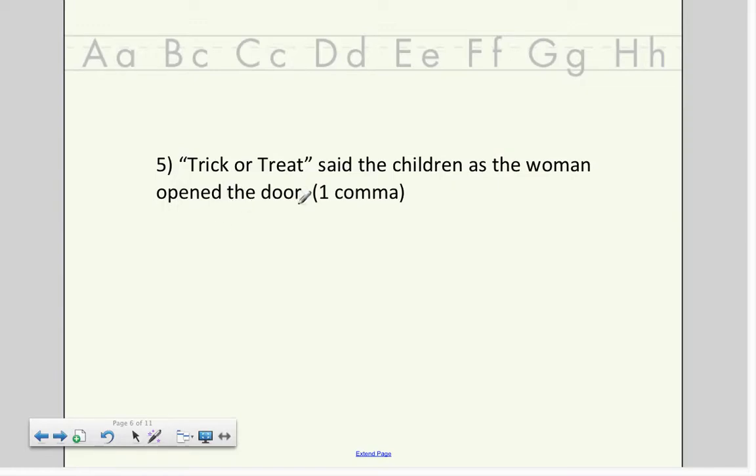Number 5, we have some dialogue here. So we want to separate the dialogue from what's not the dialogue. So we're going to put a comma here. Trick or treat, said the children as the woman opened the door.